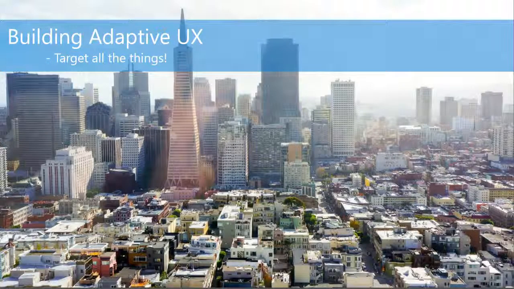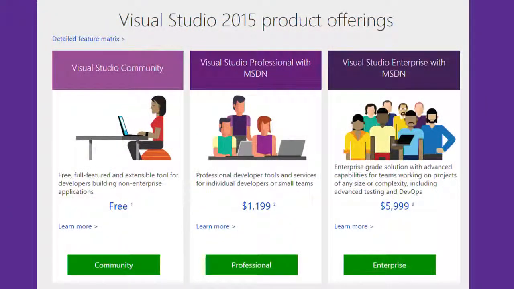So let's see if we can build some of this stuff, or at least look at what it would look like. The next slide is a bit of a no-brainer, but if you don't know where to get the tools, it's Visual Studio. It's at visualstudio.microsoft.com or visualstudio.com, something like that. And there's a free community edition, so go and download it.